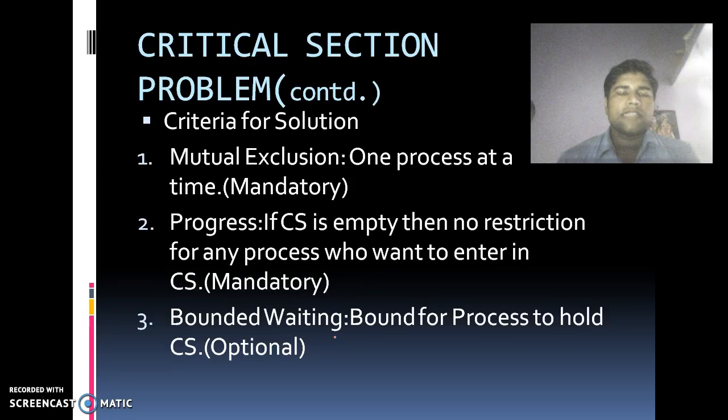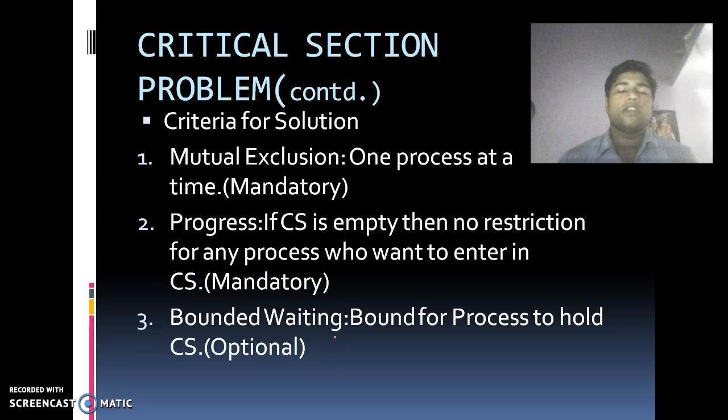Second one, progress. It is also a mandatory criterion. In this, if the critical section is empty, suppose there is no process in the critical section and any process wants to enter the critical section, then there must be no restriction, so that it will go into the critical section. This is the second mandatory criterion.